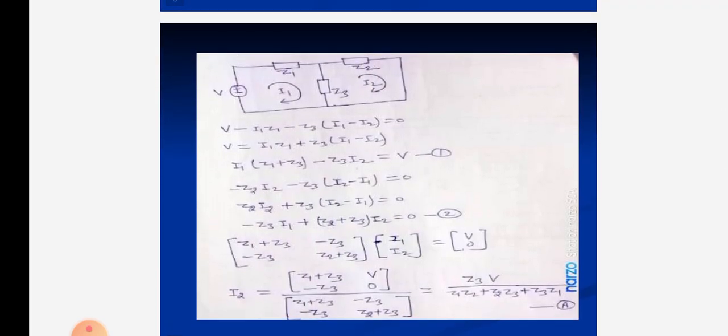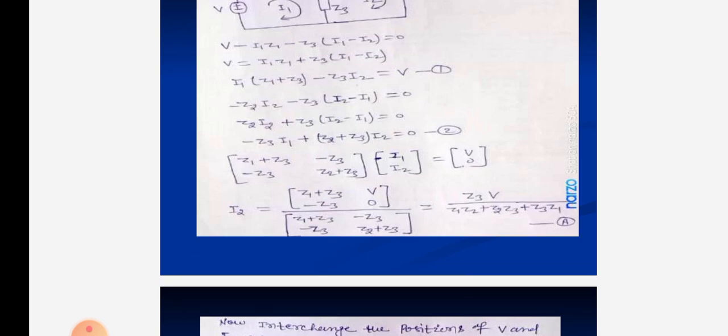Prove for voltage V and current I2 the ratio V upon I2. Find it out first and then prove that when these sources are interchanged we get the same result. So write the equation in loop 1: V minus I1 Z1 minus Z3 times the current passing through Z3, which is I1 minus I2. Simply solve: I1 (Z1 plus Z3) minus Z3 I2 equal to V.